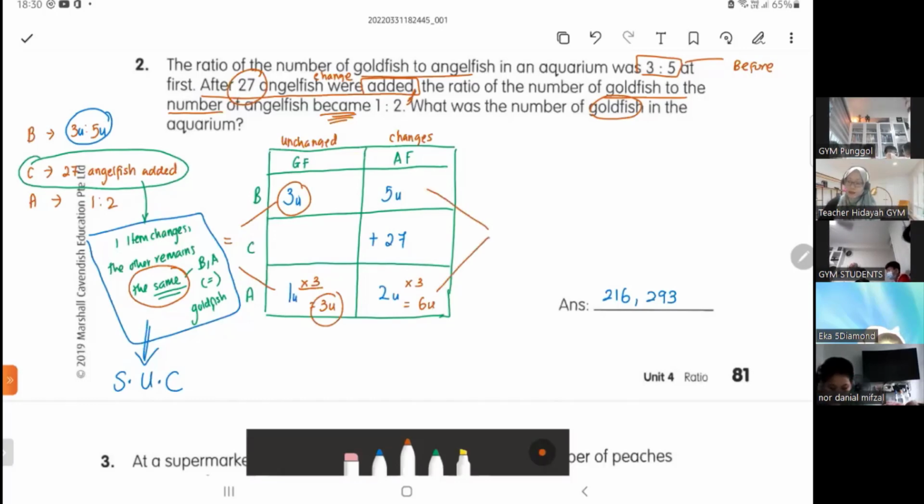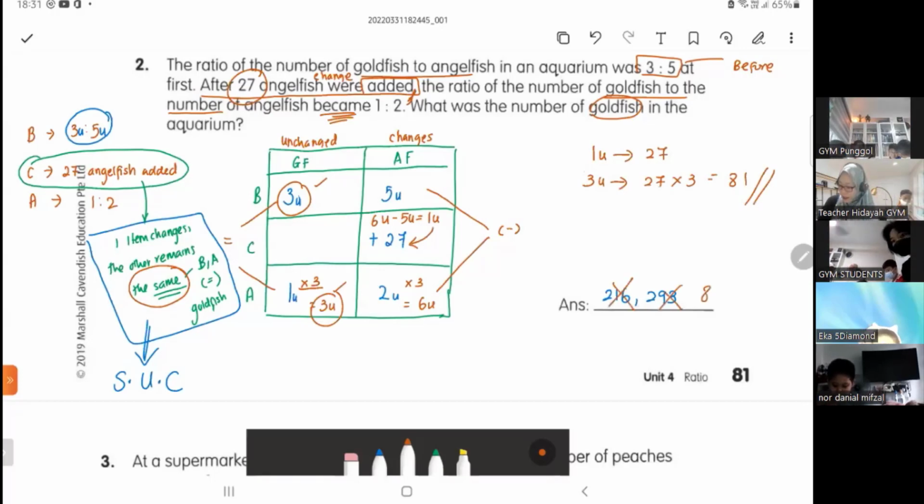How many units increase? You need to find the difference. How do you get 1 unit? You find the difference, right? So 6 units minus 5 units, you get 1 unit, and this is 27. Take out the information, you're going to rewrite here. So 1 unit is 27. What was the number of goldfish in the aquarium? So goldfish, no change, right? Either you take this one or this one, it is still 3 units. I want to find 3 units. 27 times 3 equals 81. This is the answer. Not this, but 81. Single unchanged concept.